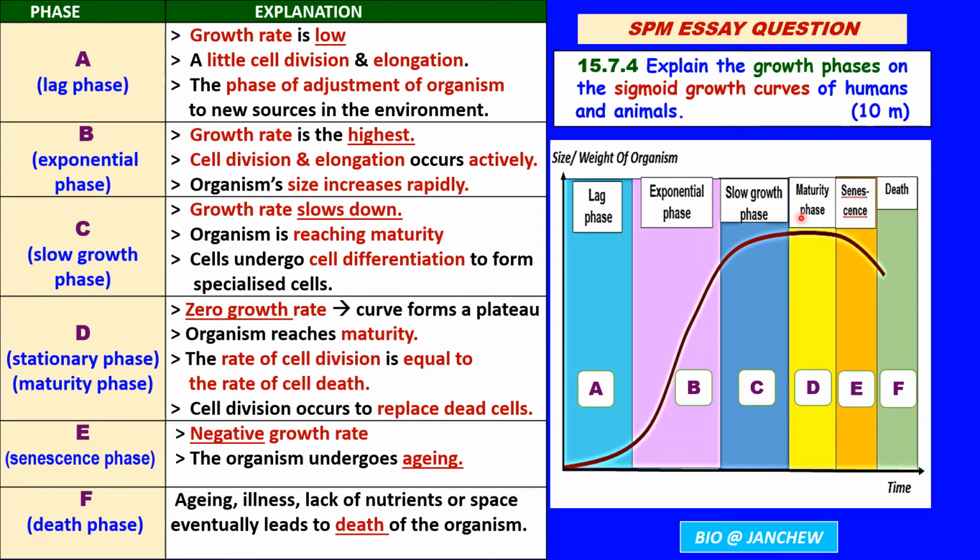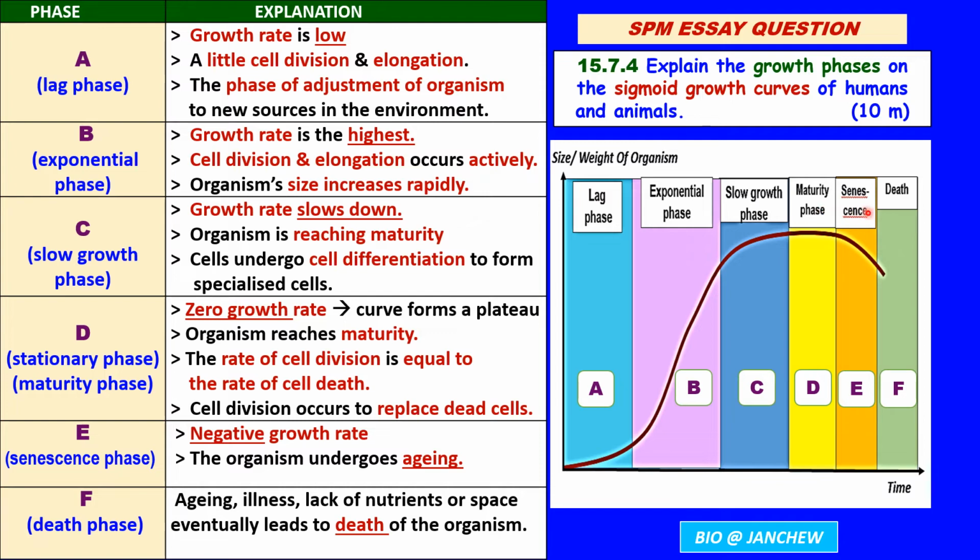And the rate of cell division is equal to the rate of cell death. Okay, so this means that cell division still occurs, but to replace dead cells only. Okay, for example, in the skin, cell division occurs to replace dead cells that have dropped off from the skin. So this is the stationary phase or the maturity phase. Sometimes it's called the mature phase, phase of maturation.